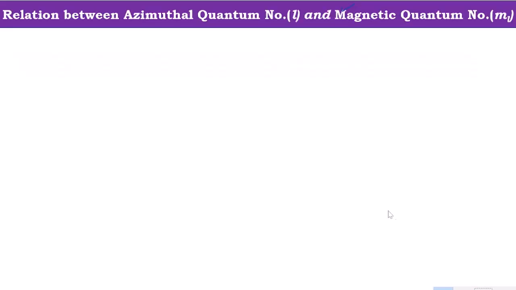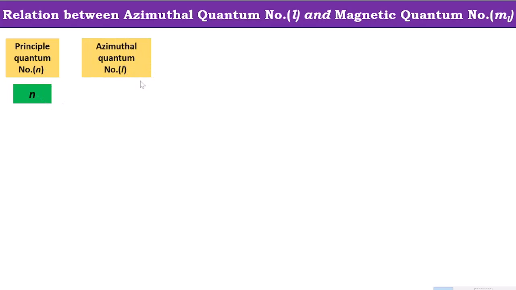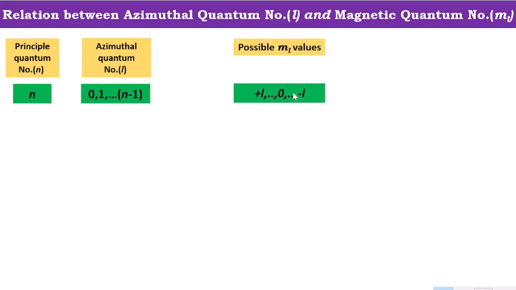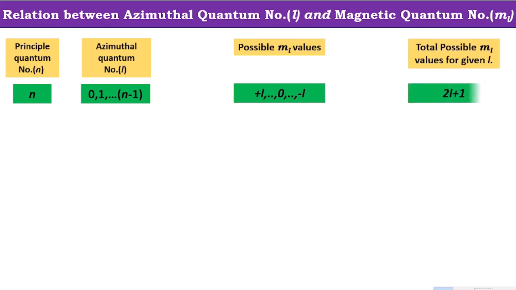Let's understand the relation between azimuthal quantum number and magnetic quantum number. As we know, the principal quantum number is represented with the symbol n. The azimuthal quantum number can be calculated using this formula: 0 to n minus 1. The possible ml values, according to the formula plus L to minus L including 0, can be calculated. The total possible ml values for a given subshell can be calculated using this formula: 2L plus 1.